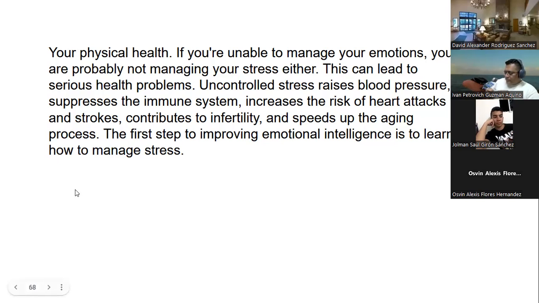Suppresses. Which one? Uncontrolled stress raises blood pressure, suppresses the immune system. Suppresses. Suprimir. Oh. Okay. Very good. Let's move on.